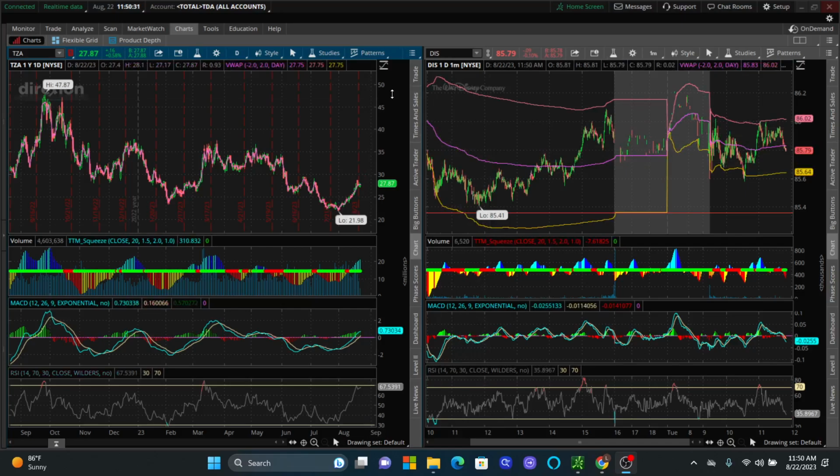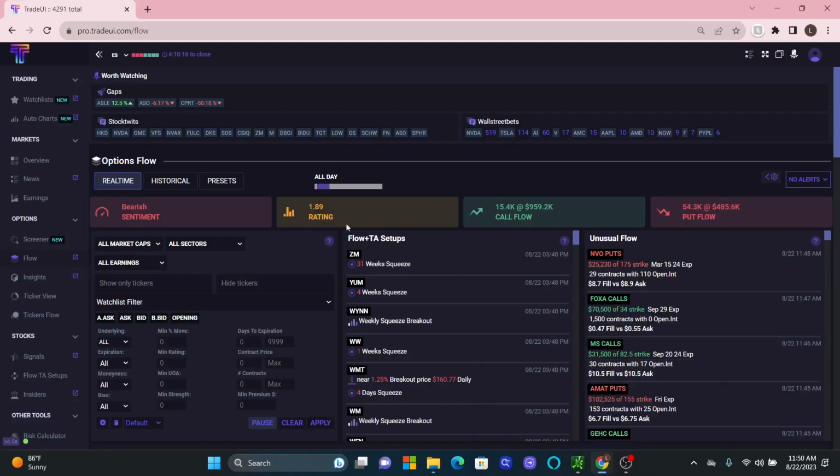The first thing you're going to do is you want to have some kind of monitoring system such as Thinkorswim or TradingView, something where you can see the charts and see how they're acting in real time. Next, you need to get a tool that actually tracks option data for you or any kind of stock trading data. Over here, we use TradeUI.